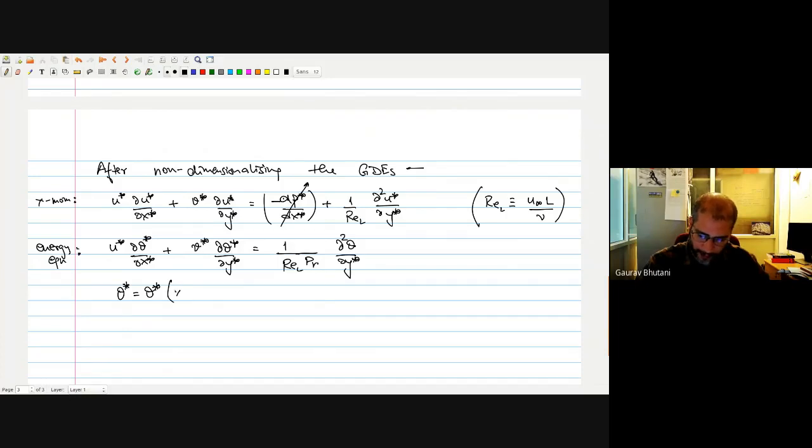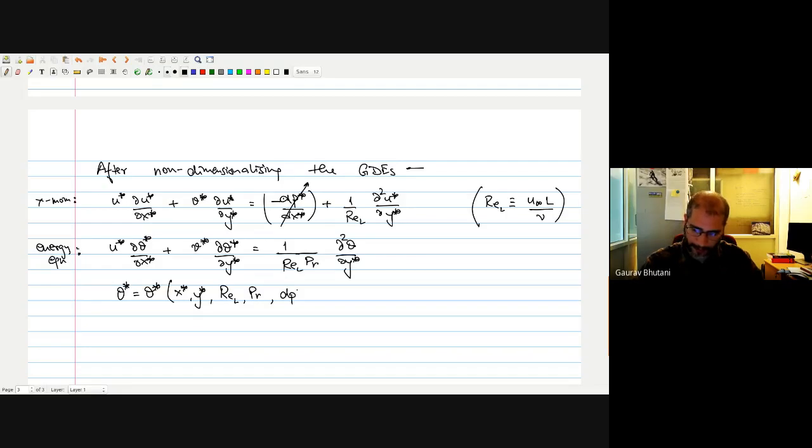So my theta star, of course, depends on x star and y star. Along with that, if I see the energy equation, the only things that appear as coefficients are the Reynolds number and the Prandtl number. So it depends on the values of Reynolds number and Prandtl number. And then of course it depends on U star and V star as well, but my U star and V star then again depend only on the Reynolds number. So this is the complete functional dependence.